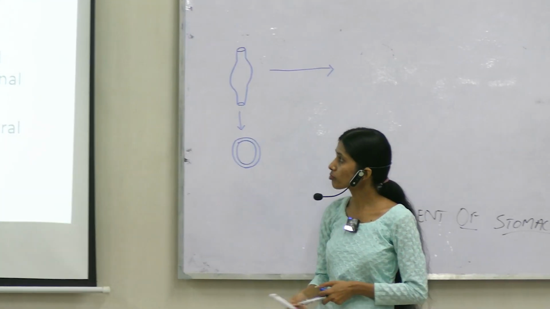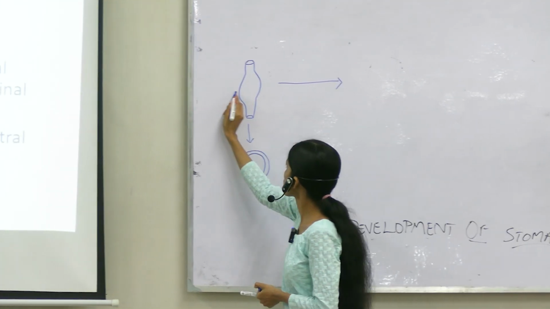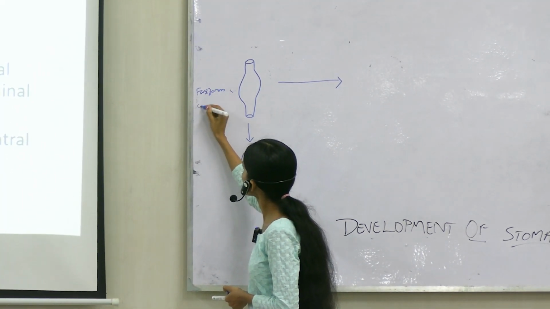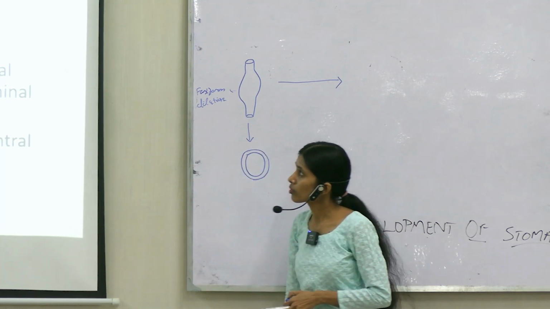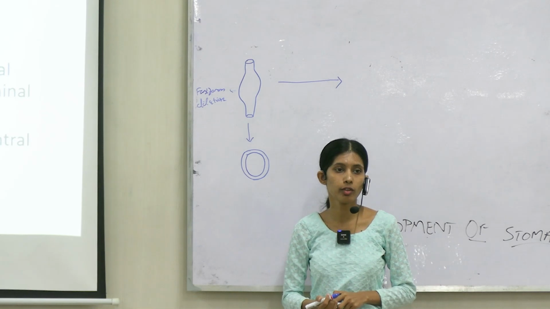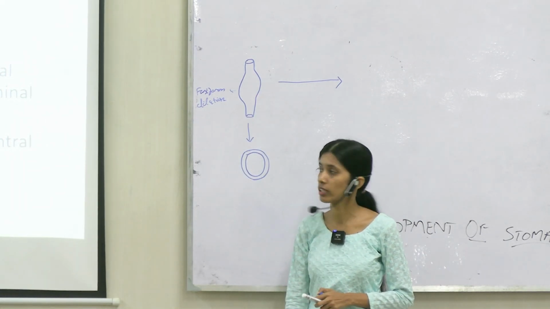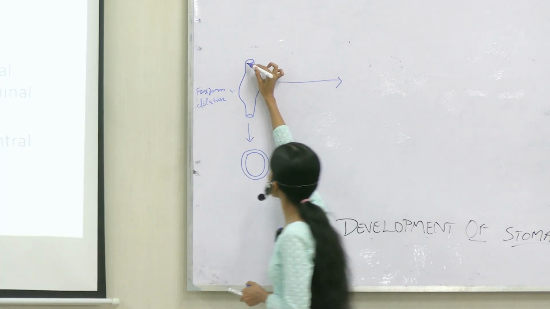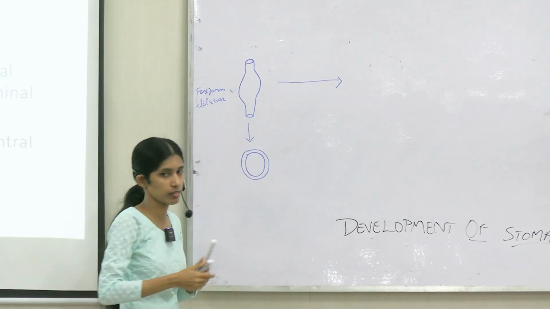See here, the stomach appears as a fusiform dilation. This is your fusiform dilation from the foregut distal to your esophagus in the 4th week of intrauterine life. So this fusiform dilation of your stomach has a ventral border and a dorsal border. These are the borders. So tell me which one is ventral and which one is dorsal.